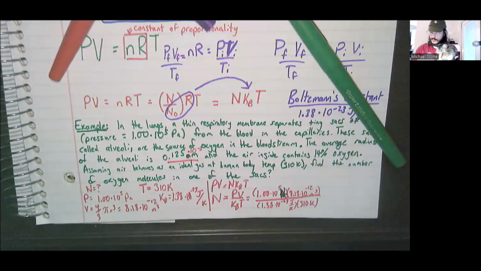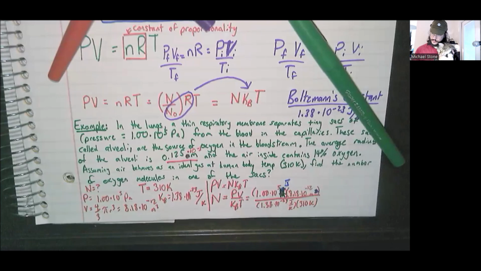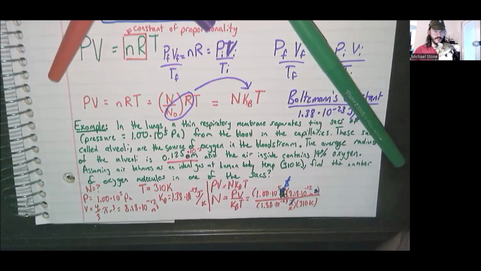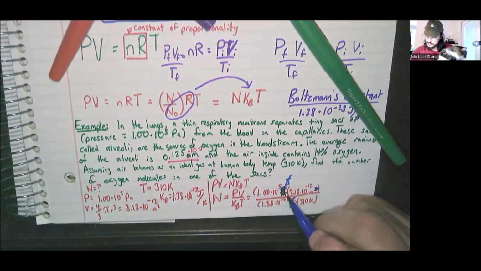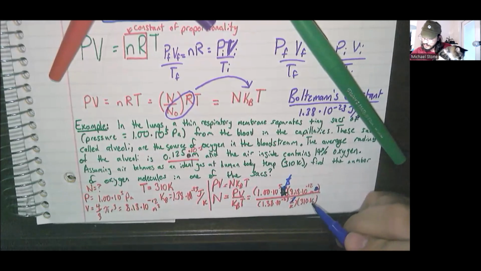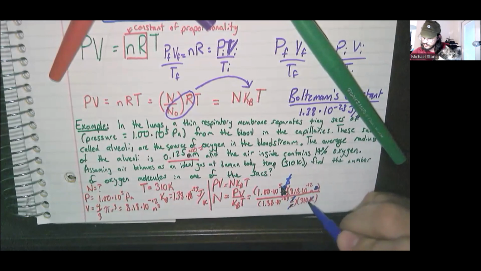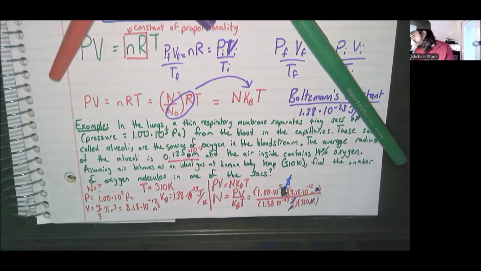So newtons times meters is joules. So newton, and then one of those meters we can replace with joules. We got joules in the top and bottom, it goes away. Meters over meters goes away. And Kelvin over Kelvin goes away. Did I lose track of a meter somewhere? What do you think, buddy? I did lose track of a meter.